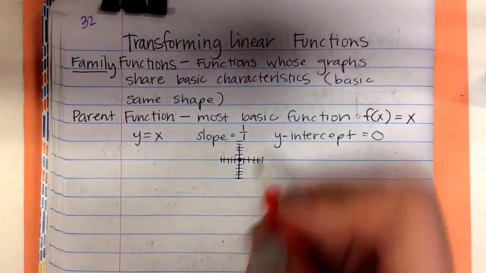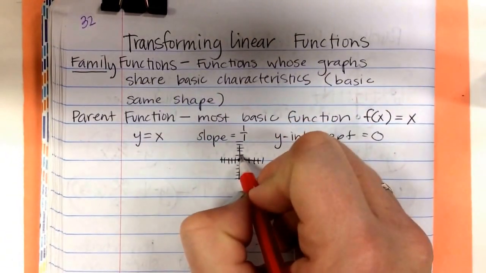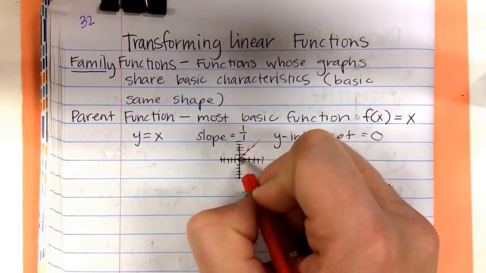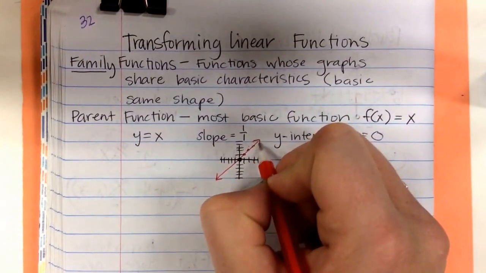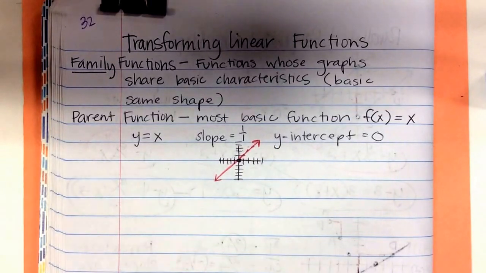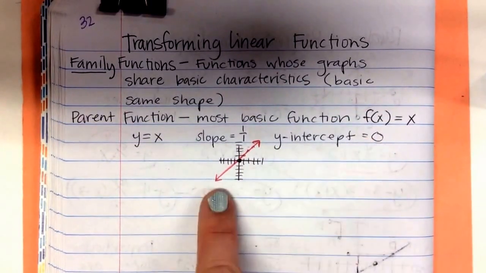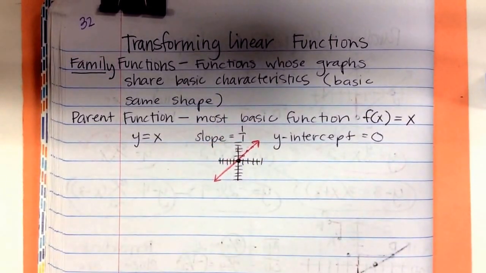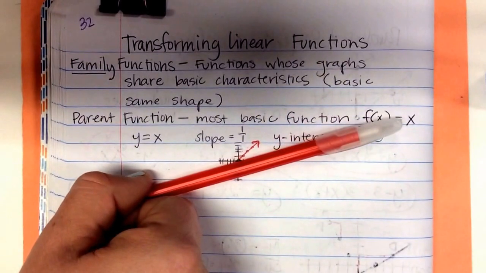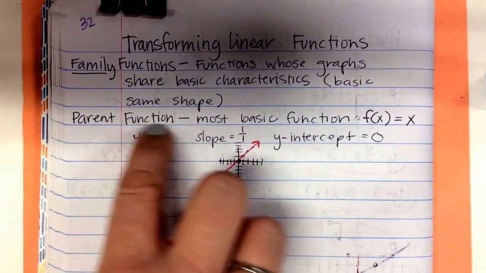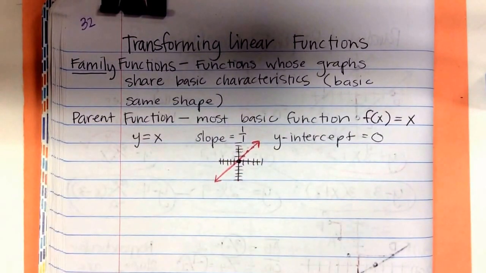Let's do it in a different color. And the slope is up 1 over 1, up 1 over 1, up 1 over 1. This is the beginning of every function. And then we add things to it. Maybe we change the y-intercept so it moves up and down. Or maybe we change the slope so it becomes less steep or more steep. But the parent function, the very beginning, is y equals x, or f of x equals x.